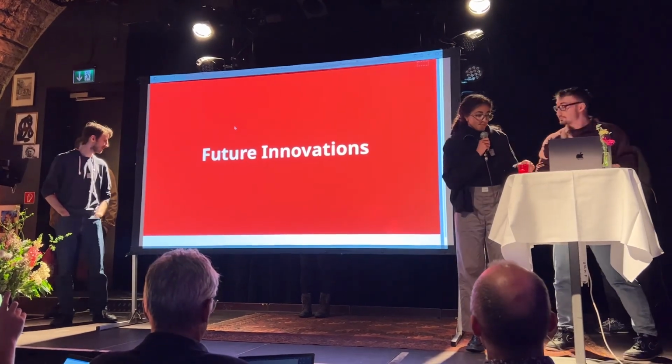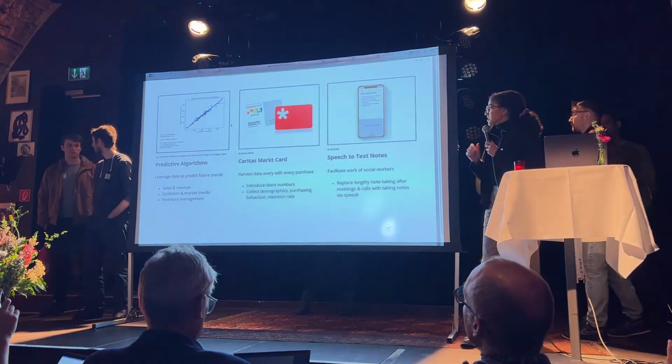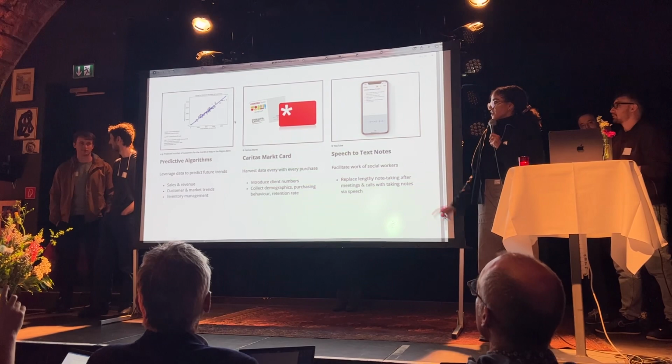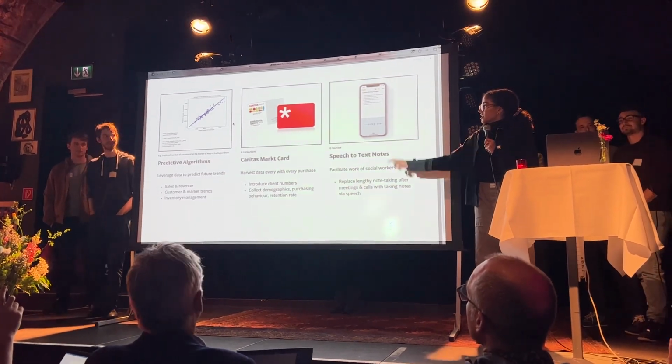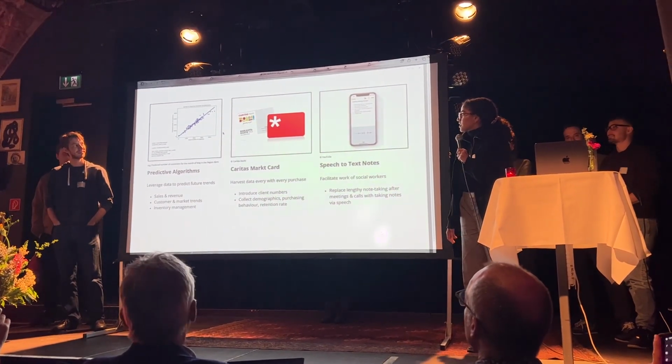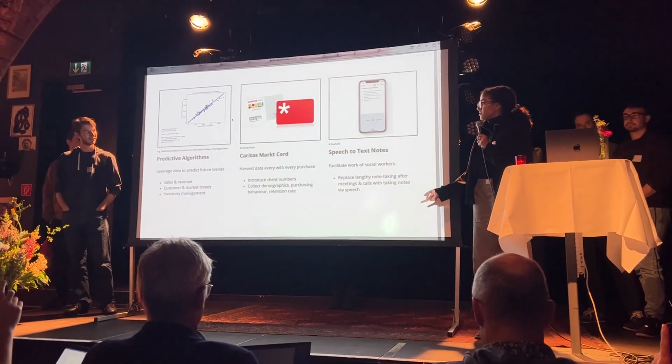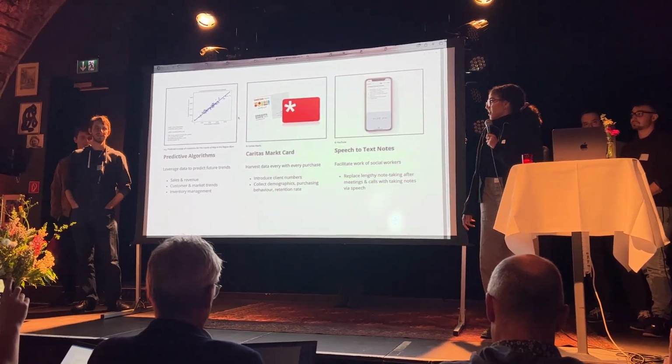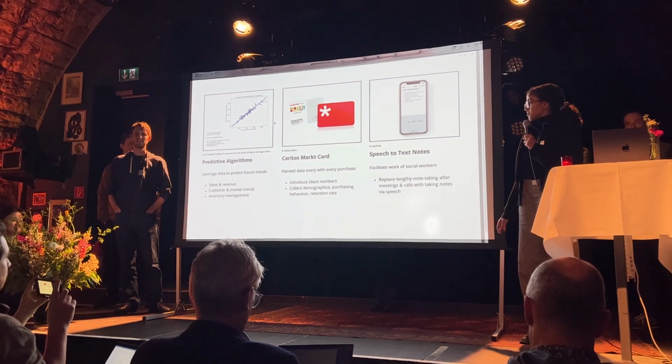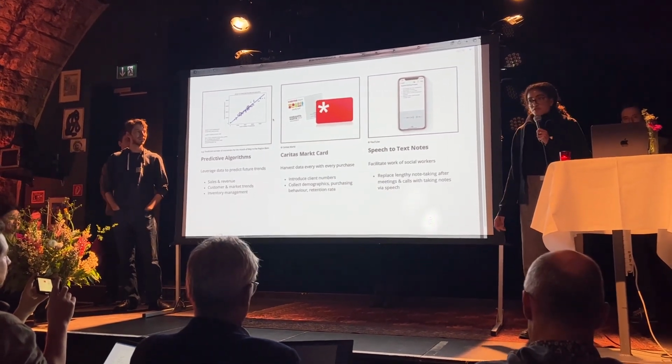Then we also put some thought into the future innovations that could be implemented. So for one, we played around with some predictive algorithms. This is an example of one that predicts the number of customers for the month of May in the region of Bern. This could be used for sales and revenue, customer and market trends, but also inventory management.